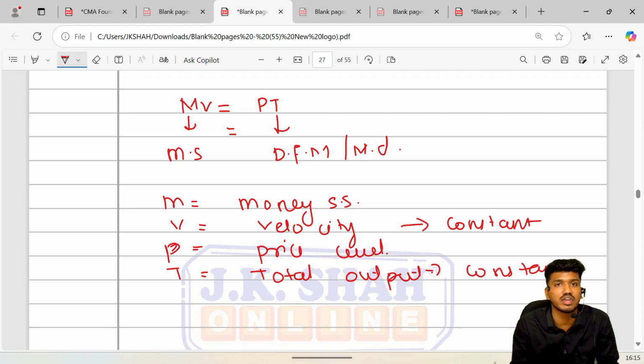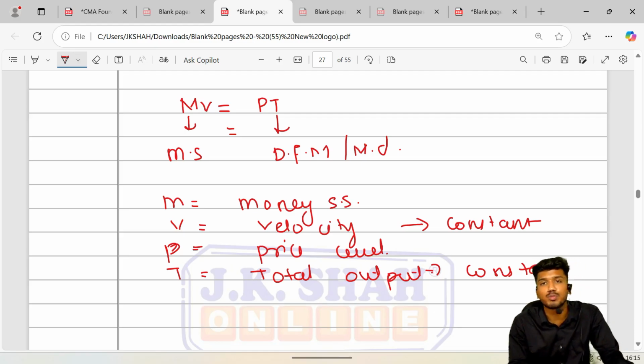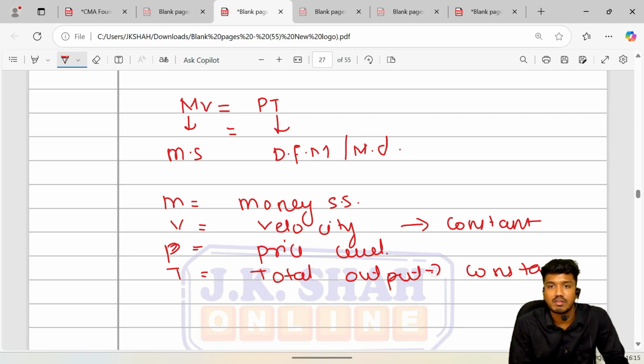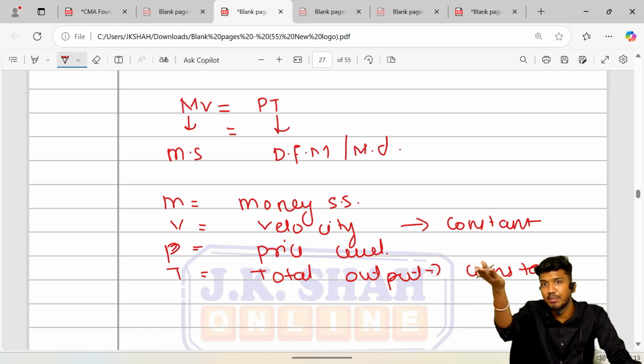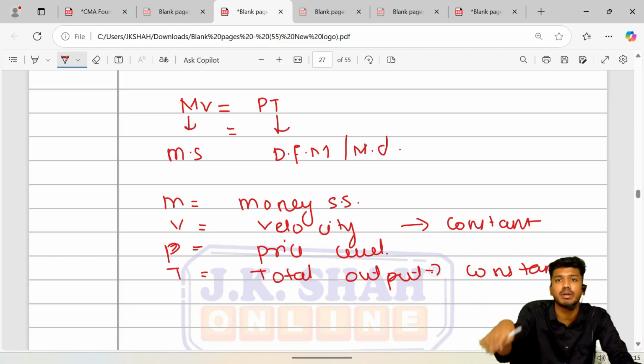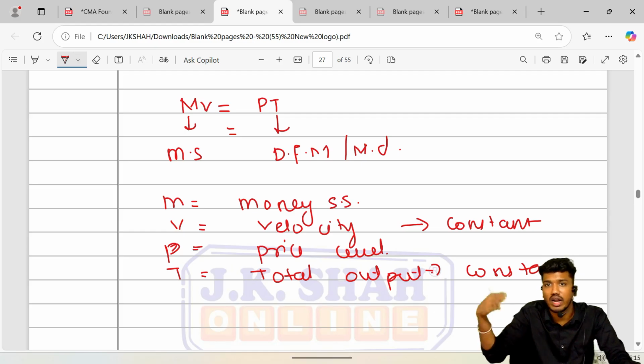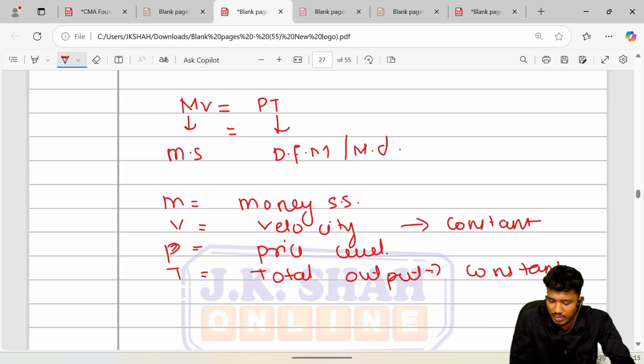No, it is not constant. Every year the amount of output could not be constant. It also depends upon the level of employment. In year one you have a huge amount of employment. In year two there is a considerable increase in unemployment. If unemployment increases, employment decreases, so ultimately output will also decrease.